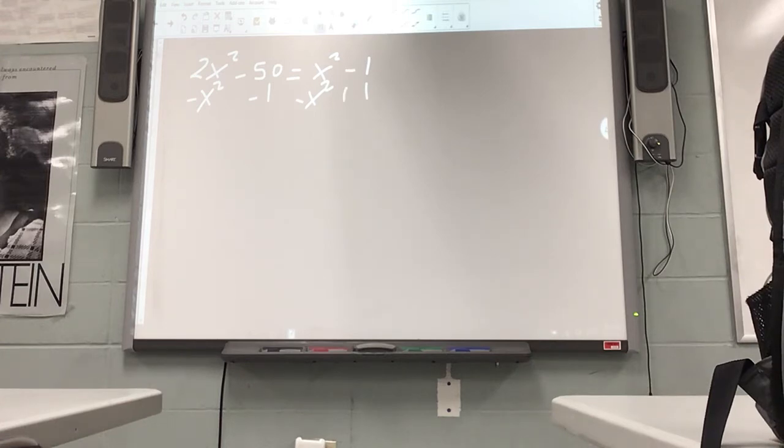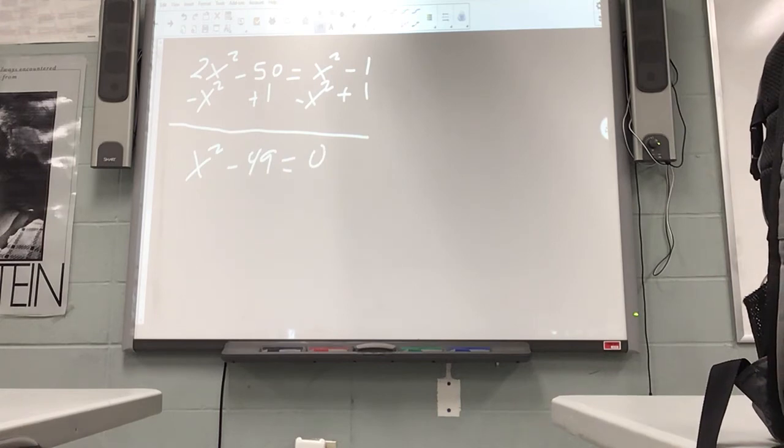I think there was an error, so we would have to add the 1 to both sides, right? Now, 2x squared minus 1x squared is just 1x squared. And then what's negative 50 plus 1? Negative 49. Good, and we got rid of all that stuff on the other side.